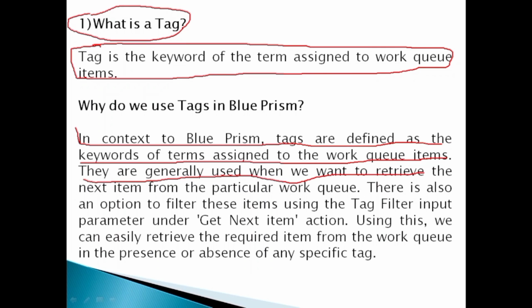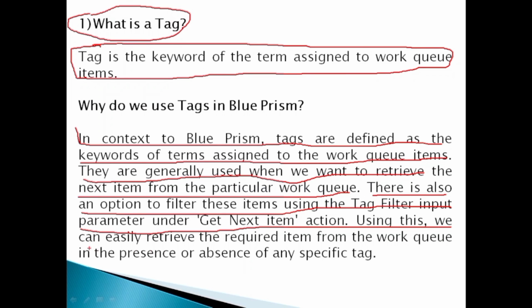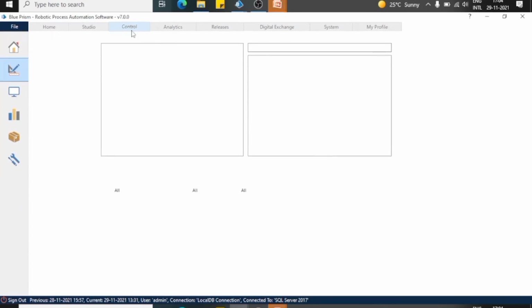There is also an option to filter these items using the tag filter input parameter under the Get Next Item action. Using this, we can easily retrieve the required item from the queue in the presence or absence of any specific tag. So let's see a practical of this.